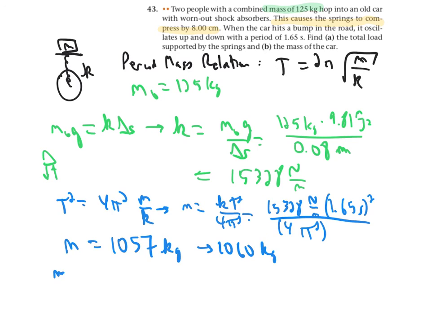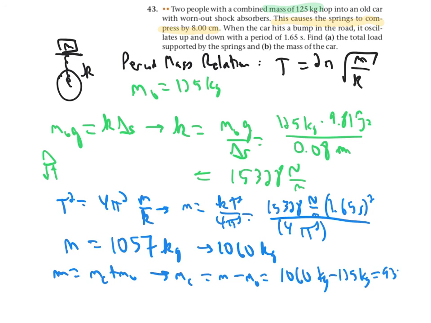Of course, M is the mass of the car plus the mass of the people. So the mass of the car is the difference between what we just found and the mass of the people. So it's 1060 kilograms minus 125 kilograms, which is 935 kilograms. We have to keep in mind that this is not significant, so really it's 940.